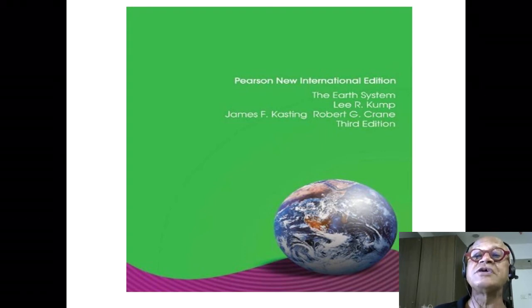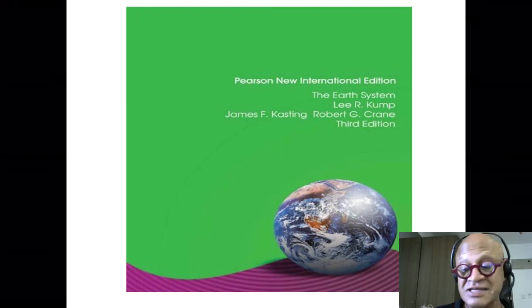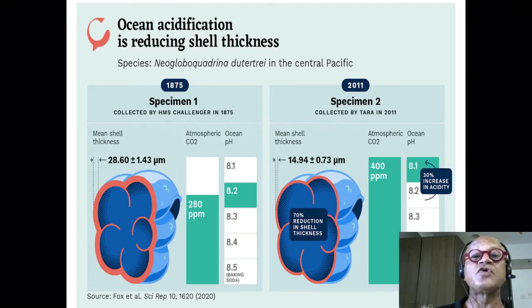We looked at the air-sea CO2 flux, but we didn't formally do a carbon cycle. So I took a chapter on the carbon cycle from this book called The Earth System by Kump, Kasting and Crane, and I will just give a brief introduction to the carbon cycle, which should be very useful.